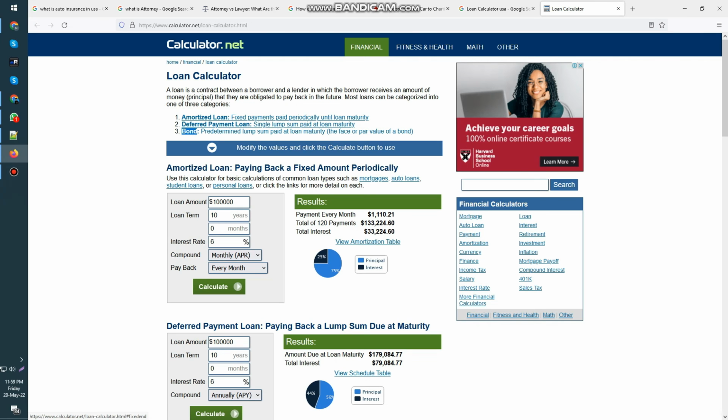Third, bond, a predetermined lump sum paid at loan maturity, the face or par value of the bond.